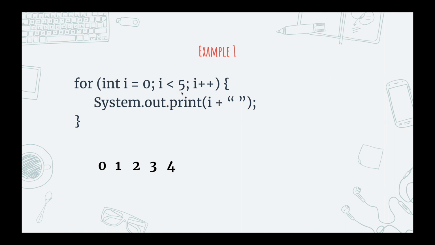5 is not less than 5. 5 is equal to 5. So this is false, and then the for loop ends. It goes to the next statement if there is a next statement. As you can see, it's usually a process or a loop between the Boolean expression and the update statement.